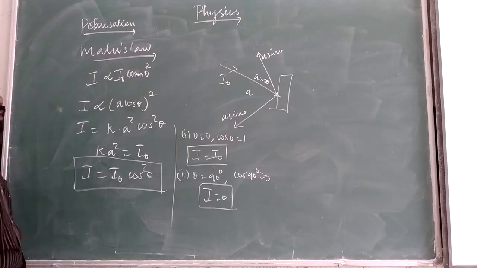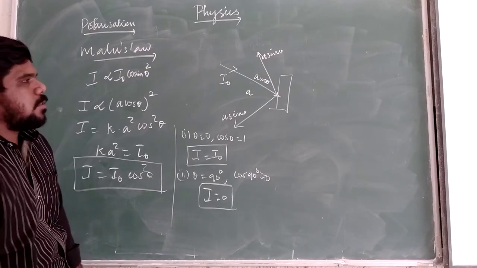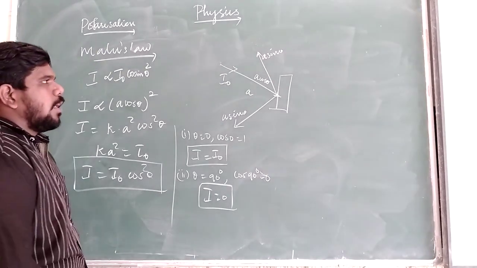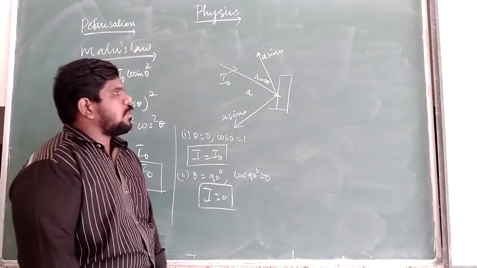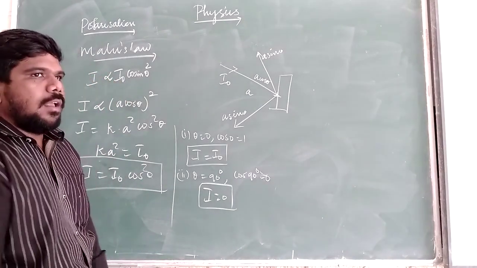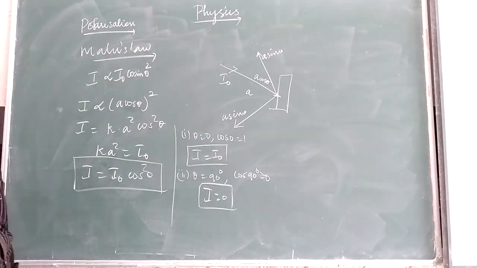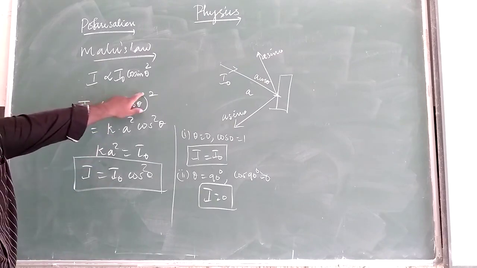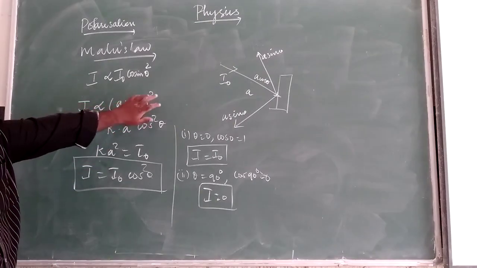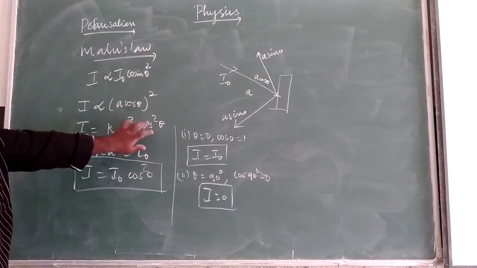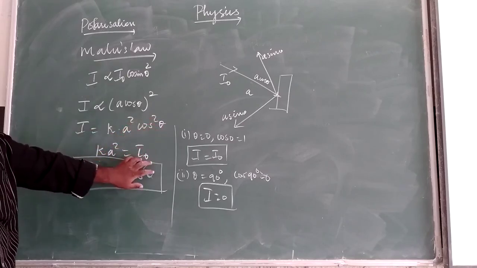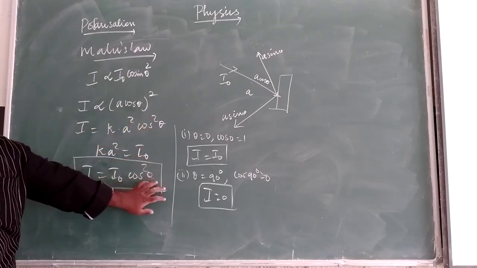When a ray of light having intensity I0 and amplitude A falls on the analyzer, the amplitude will be resolved into two components, A sin theta and A cos theta. We know that the intensity is directly proportional to the square of its amplitude. So I is proportional to (A cos theta) whole square, so I is equal to K A square cos square theta. K into A square is equal to I0, so I is equal to I0 cos square theta.